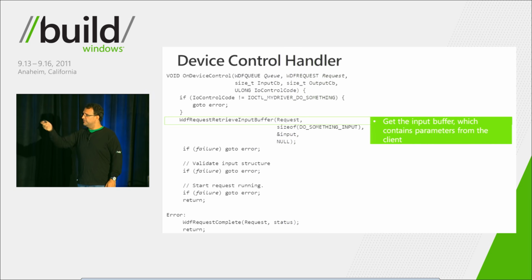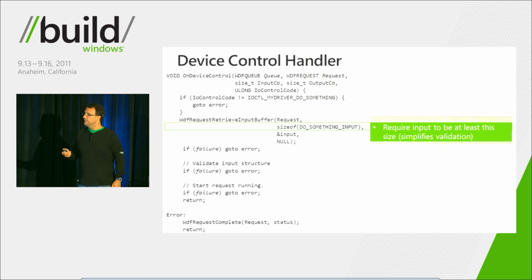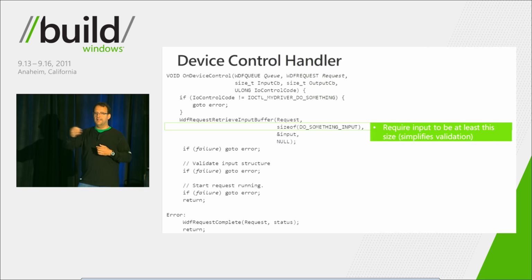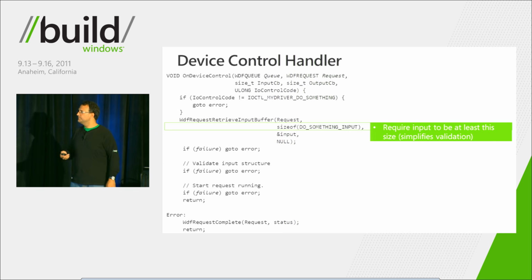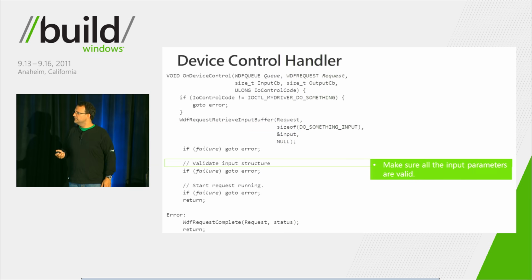And one of the things that we do when you retrieve the input buffer for a request, you can tell WDF how big it needs to be. So this is one of those small things that simplifies the validation. You get the input buffer for the request, and if the buffer wasn't big enough, if the client didn't send you enough data, you'll get back an error, and you can just put a failure point right in here in your code.